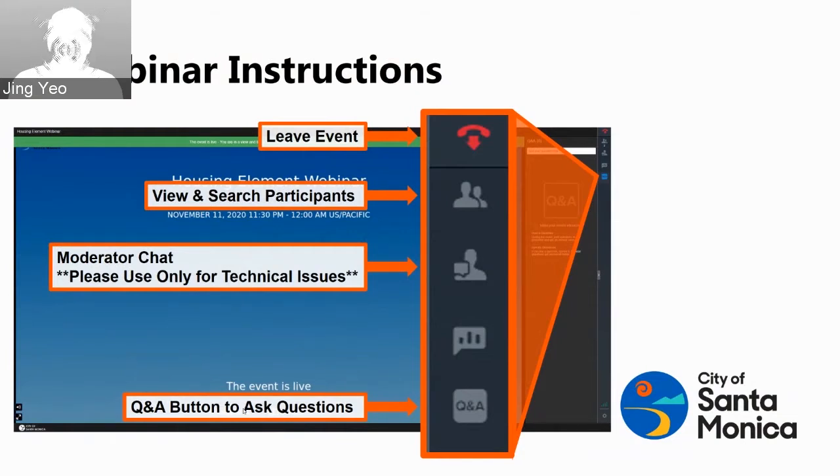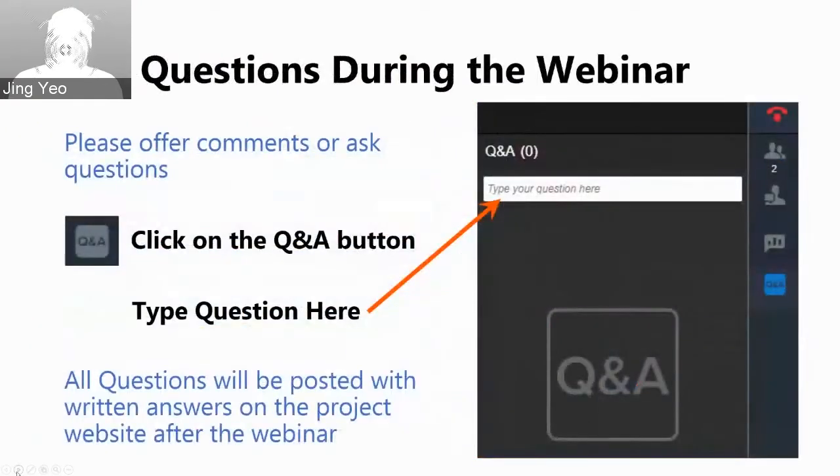Please note that that chat should only be used if you're having any technical issues. It is not used for asking questions or comments. If you do have questions or comments, please use that Q&A button. That's the button you're going to click to ask questions. And when you click on that button, you're going to see a little bar that pops up on the right like this. And that's how you're going to be asking questions during the webinar today. So you can type your question there.